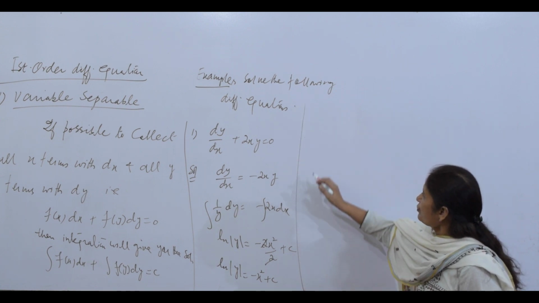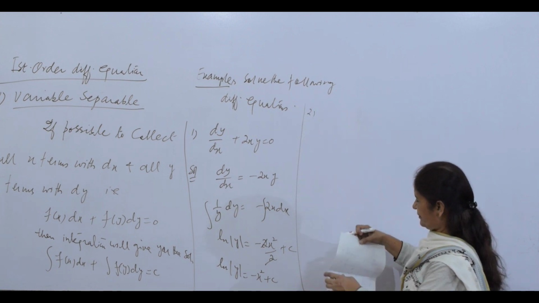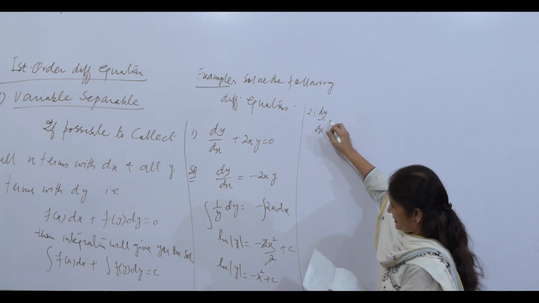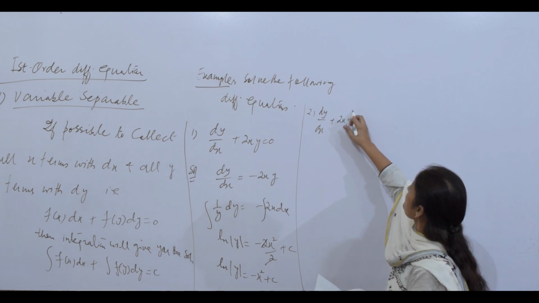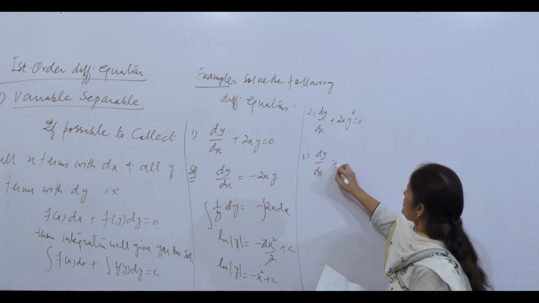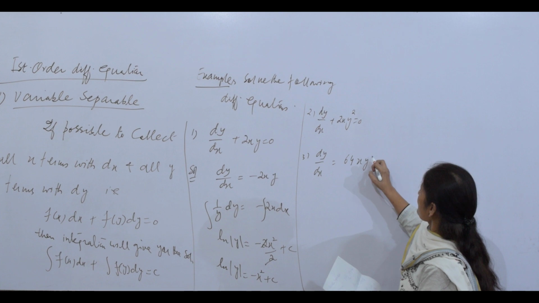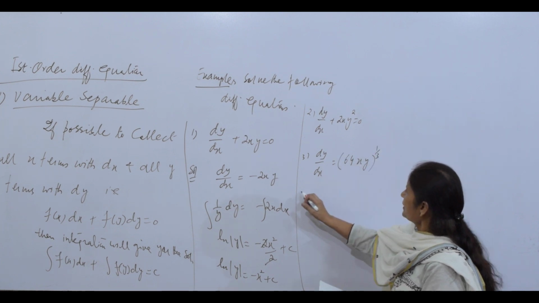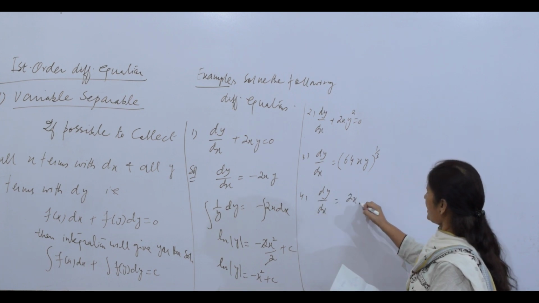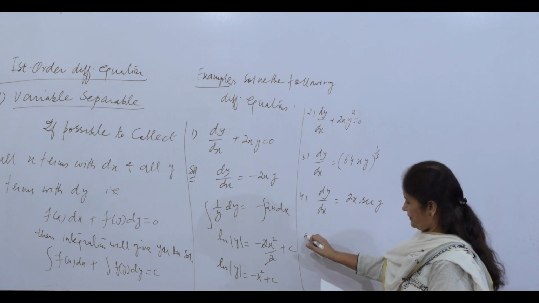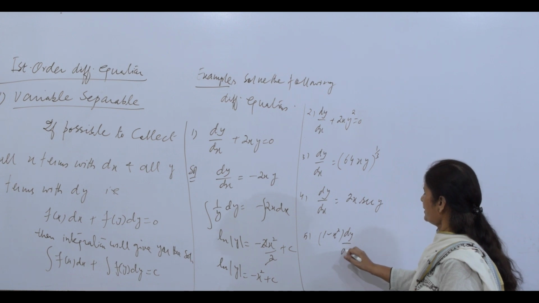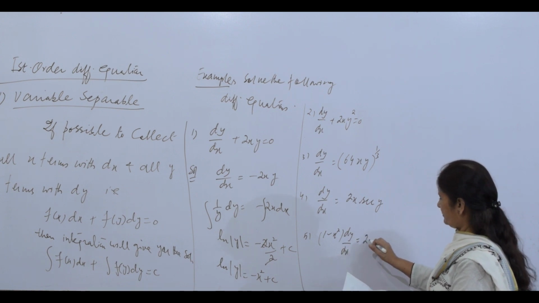So let me have a couple more. Second, dy by dx plus 2xy square equal to 0. Third one, dy by dx is equal to 64 x y raised to the power 1 by 3. Then fourth, dy by dx is equal to 2x secant y. Then fifth is 1 minus x square dy by dx is equal to 2y.